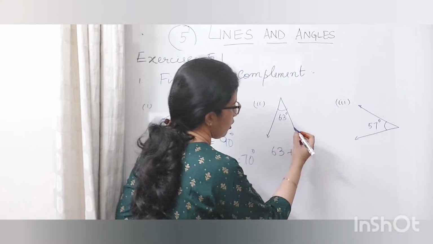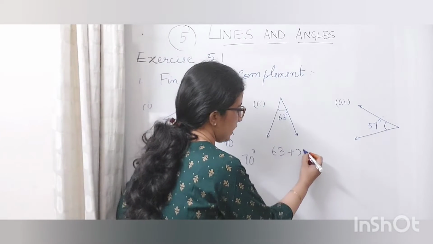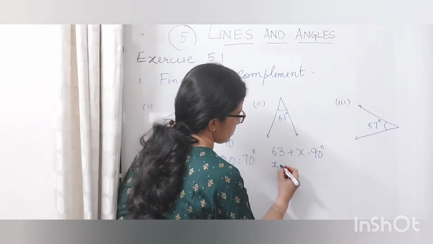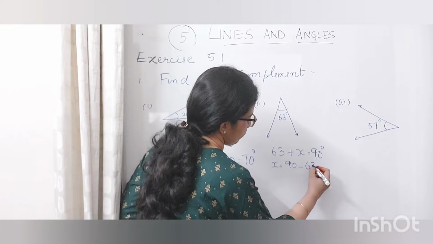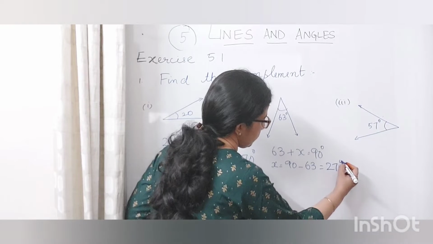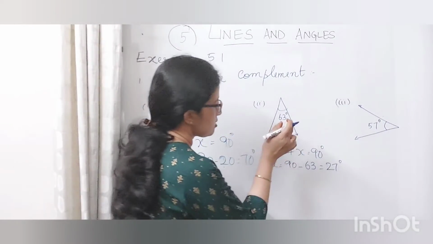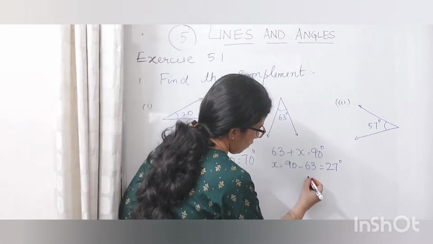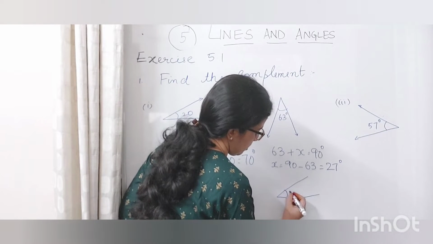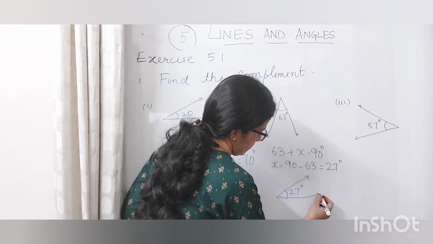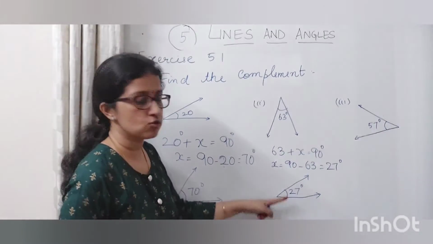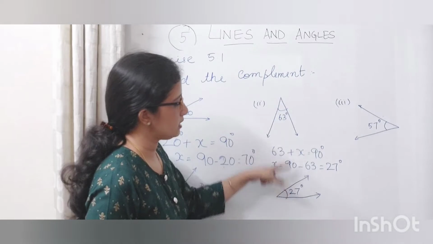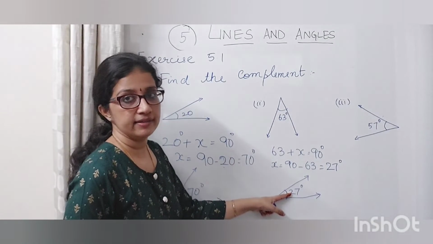63 degrees. So what does this mean? 63 plus the complement to this angle, let this be x, is equal to 90 degrees. Correct? So what is x? x is equal to 90 minus 63, that is equal to 27 degrees. So the complement to this angle should be 27 degrees. Let's draw an angle of measurement 27 degrees. This is the complement to this 63 degree angle. If you add both these measurements, 63 plus 27 is equal to 90 degrees, correct?